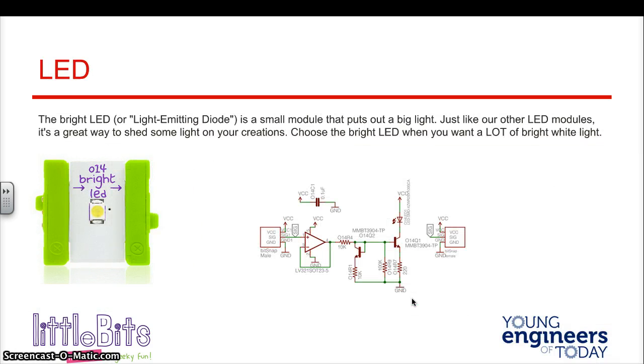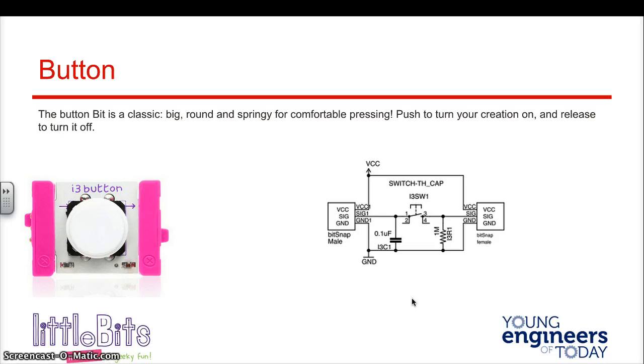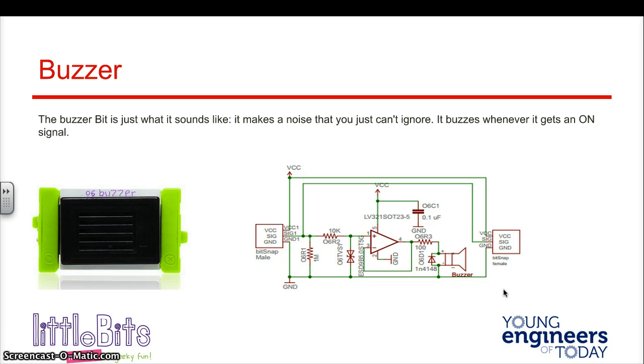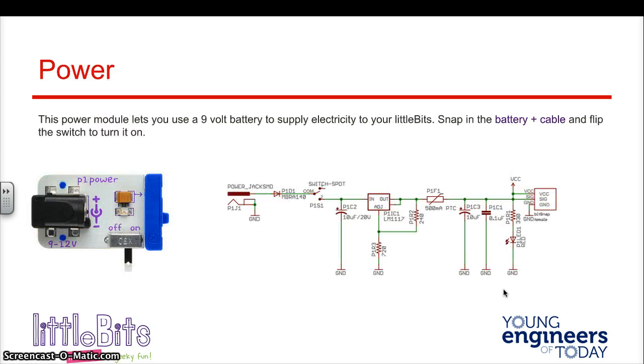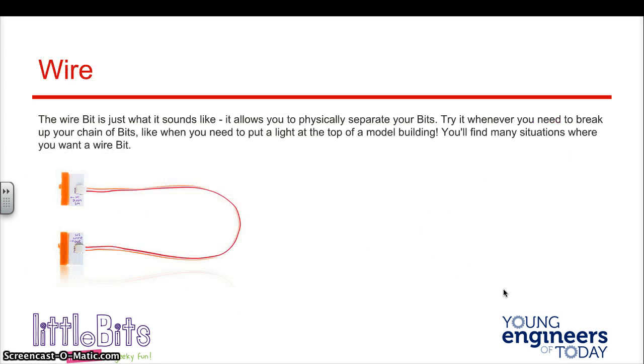You'll be using the bright LED again. You're using a push button. A push button is like an on-off switch. If the button is pushed, it allows energy to flow through. If it is not, then it doesn't, and you can actually see that on the diagram right here, the switch area. All right, then we're going to be using a buzzer. The buzzer is loud. Have fun with that because it does somewhat make an annoying noise. All right, our power and wire.